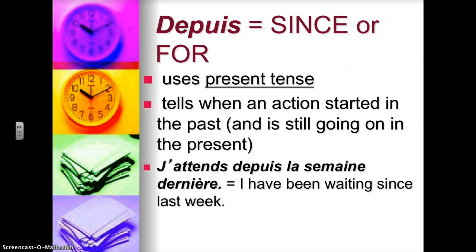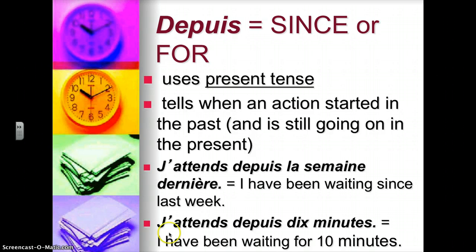So, par exemple, j'attends depuis la semaine dernière. Here's my present tense verb. Depuis means since, and we've been waiting since last week. When I say I've been waiting since last week, that means that I am still waiting. Pain in the derrière, if you know what I'm saying. J'attends depuis 10 minutes. I have been waiting for 10 minutes. So here's an example up here of depuis meaning since. Here's an example of it meaning for. So that's the two different translations of depuis.